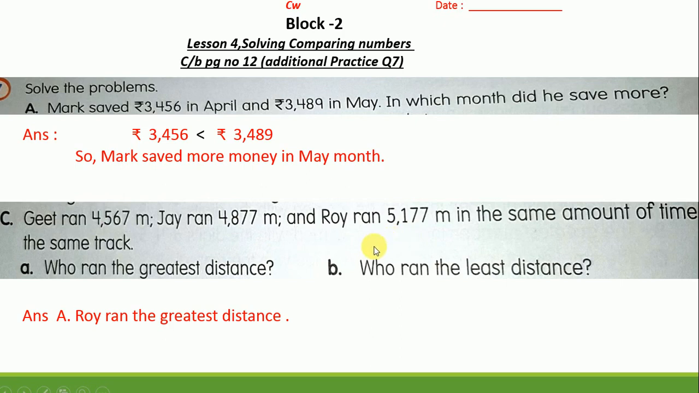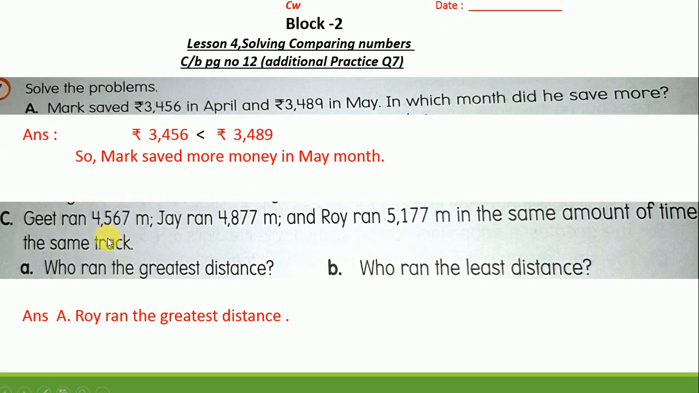Already we know that Roy ran the greatest distance, more distance, isn't it? So leave this number. Now compare the rest of the numbers, that is 4567 and 4877. Among these two numbers, we have to find which is the smaller number. Again, start comparing from the thousands place. Thousands are 4 here. In the second number also thousands are 4. So thousands are the same in both numbers. What place value do we have to check next? Yes, we have to check the hundreds.